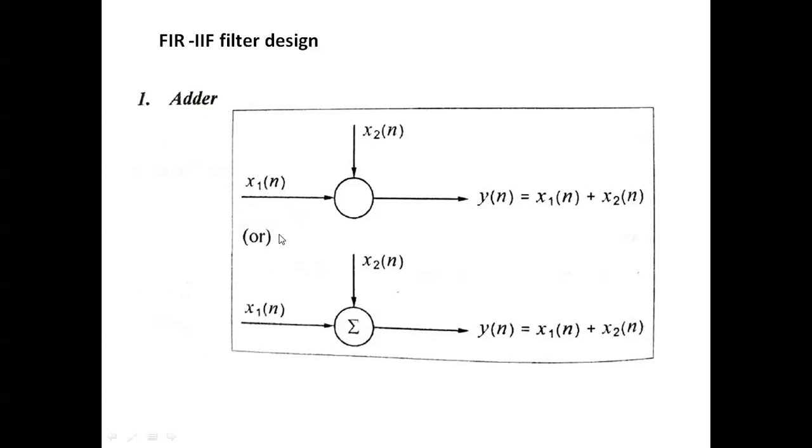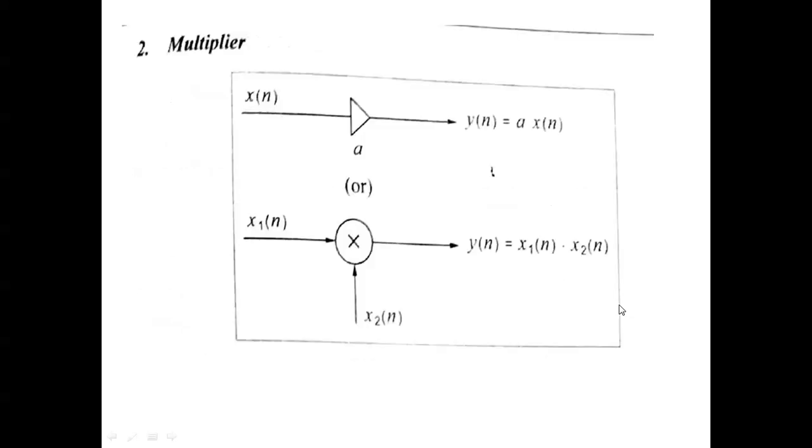This is the adder: x1 of n, x2 of n. There are two signals, discrete signals. If you add them, you get the output y of n equal to x1 of n plus x2 of n. That is a summation; whether you put the plus or the summation symbol, it is the same. y of n is equal to x1 of n plus x2 of n.